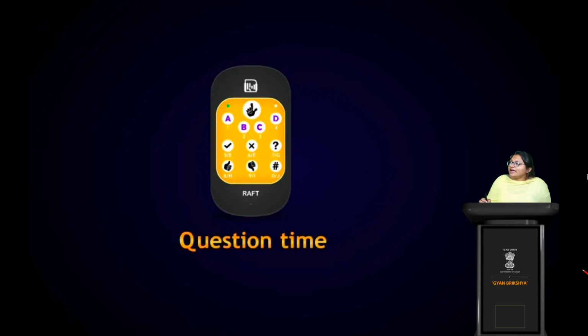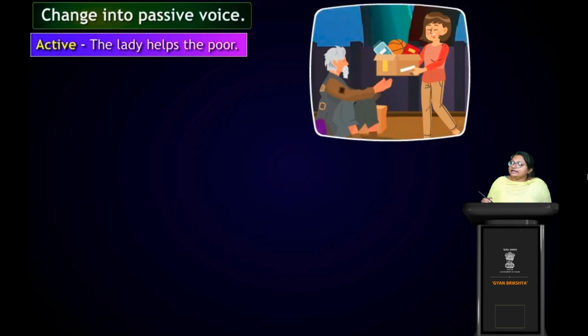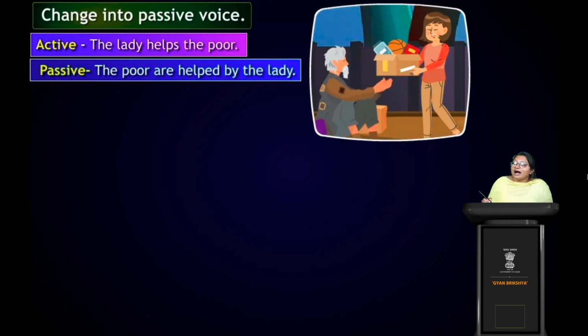Now moving ahead, let's see what we have. Change into passive voice. The sentence is: the lady helps the poor. The active voice sentence, the lady helps the poor. So make it passive. It will be changed into the poor are helped by the lady. Poor here stands for plural. So the poor are helped by the lady, right?